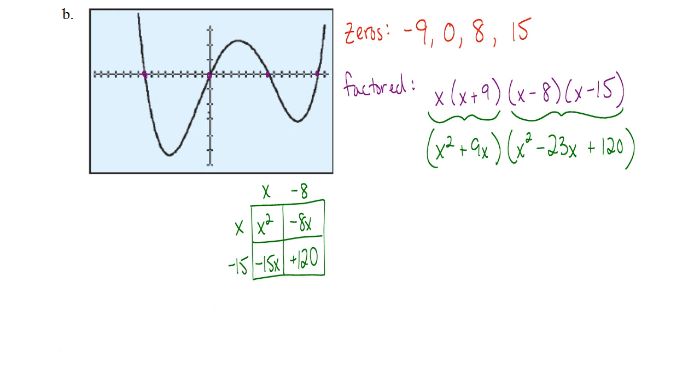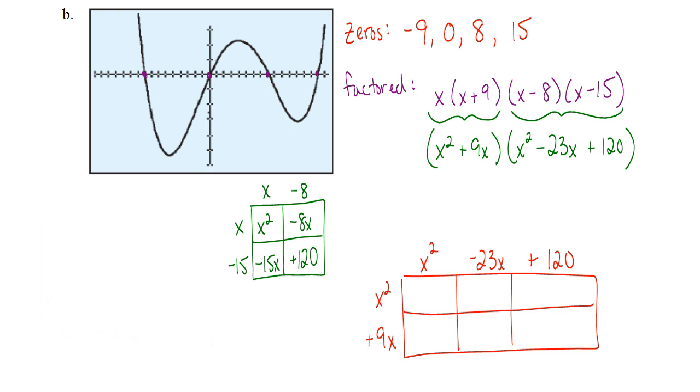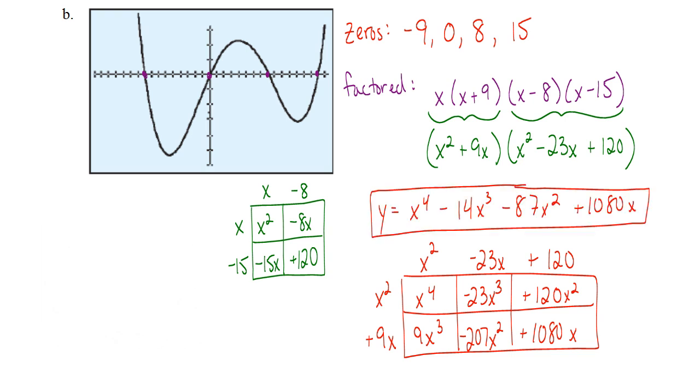Now we're going to multiply these together, so I'm going to set up a 2 by 3 grid. Multiply those, we get x to the fourth minus 23x cubed plus 120x squared. Now some of these are going to get rather large here. We get 9x cubed, and then negative 207x squared, and then plus 1080x. Combine like terms, we get our answer. Y equals x to the fourth minus 14x cubed minus 87x squared plus 1080x.